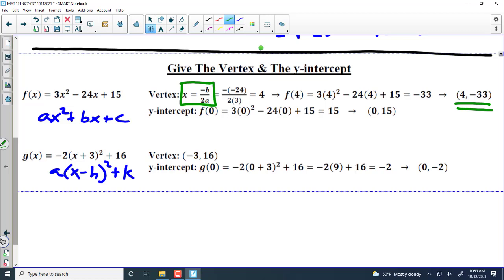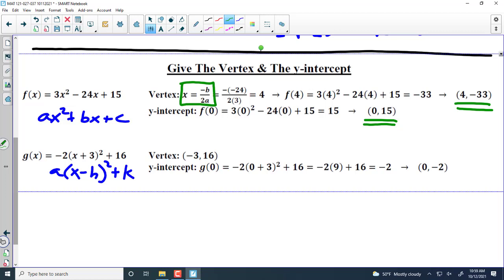The payoff for the fact that it's difficult to find the vertex is it's very quick to find a y-intercept. Because if you plug a 0 into this, everything goes away except for what? The 15. And that's exactly how you get your y-intercept. So make sure you know how to find the vertex and the y-intercept when your function is given in this form right here. We'll practice some other stuff with quadratics in the practice test today.